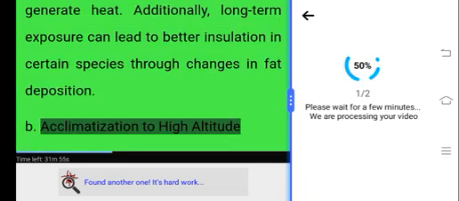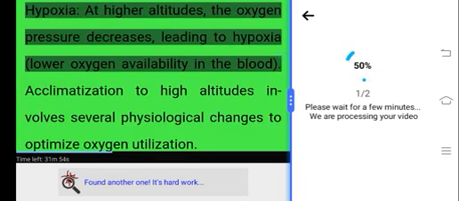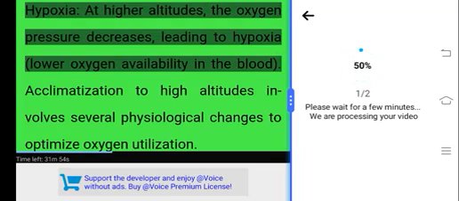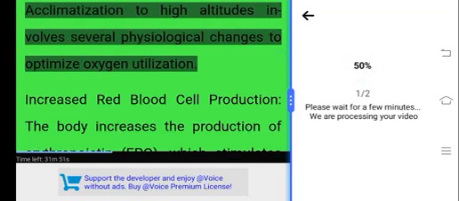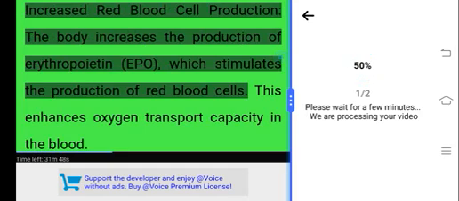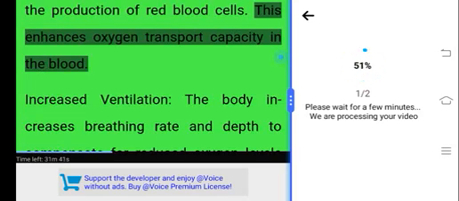B. Acclimatization to high altitude. Hypoxia. At higher altitudes, the oxygen pressure decreases, leading to hypoxia, lower oxygen availability in the blood. Acclimatization to high altitudes involves several physiological changes to optimize oxygen utilization. Increased red blood cell production. The body increases the production of erythropoietin, EPO, which stimulates the production of red blood cells. This enhances oxygen transport capacity in the blood.